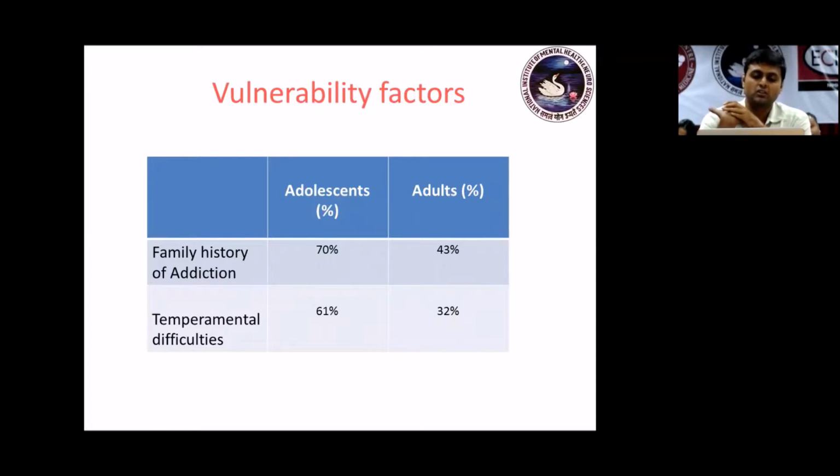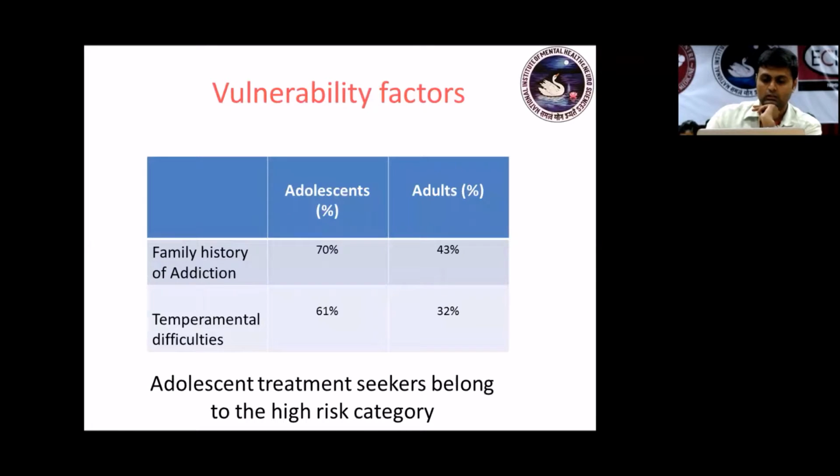The family history of addiction, if you say 70% of the adolescents do have a family history of addiction, and they do have a lot of temperamental difficulties, more than twice as such of the adults. So adolescent treatment seekers belong to a high risk category. We try to make an opinion from that.